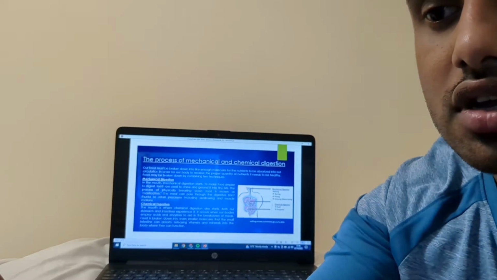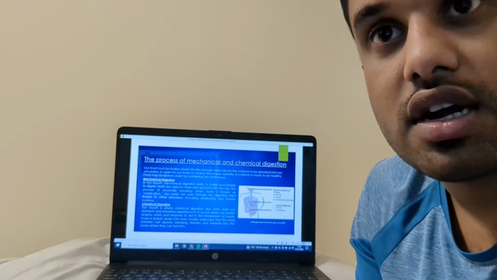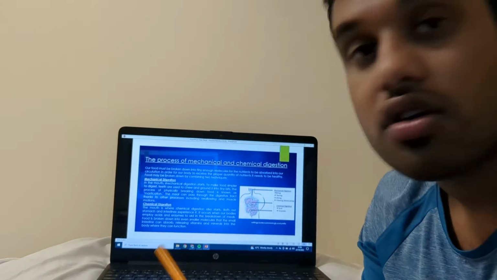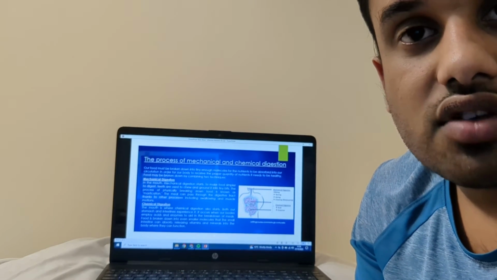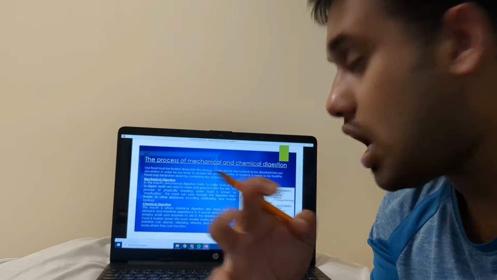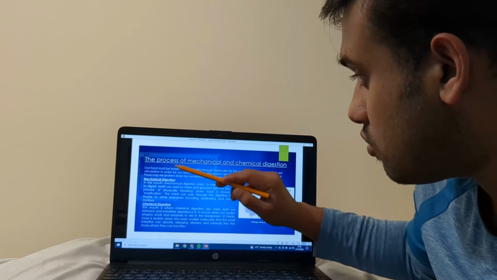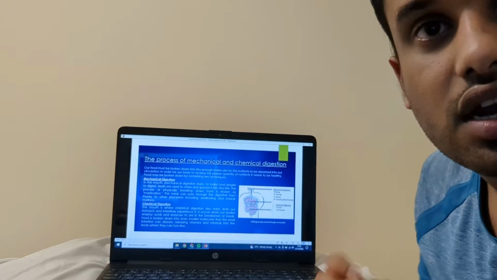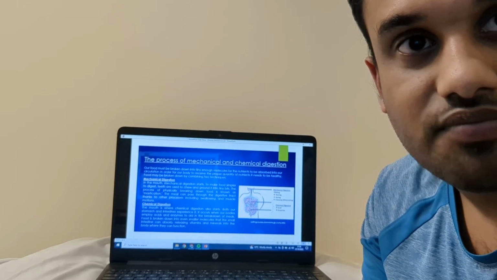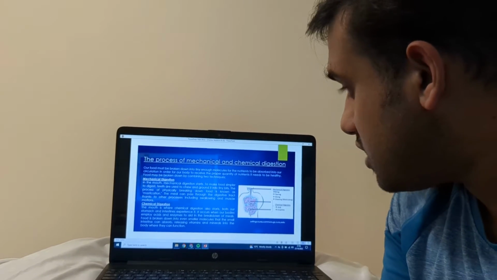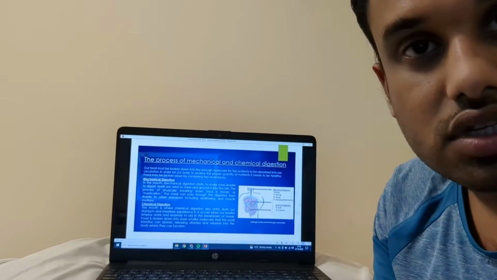And the next topic is the mechanical and the chemical digestion. As we all know, our body needs nutrition for energy, so we need to digest the food that we eat. For that we mainly use two types of digestion, that is mechanical and chemical digestion. The first one is the mechanical digestion. The mechanical digestion starts from the mouth itself.